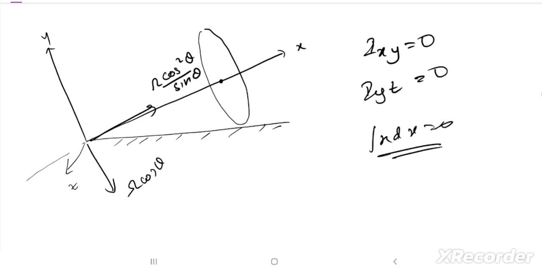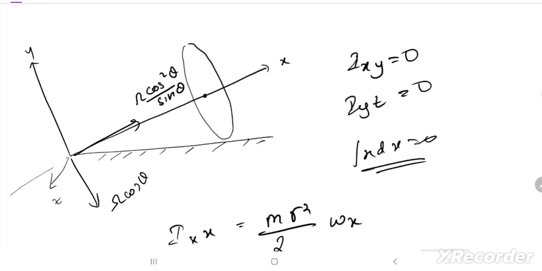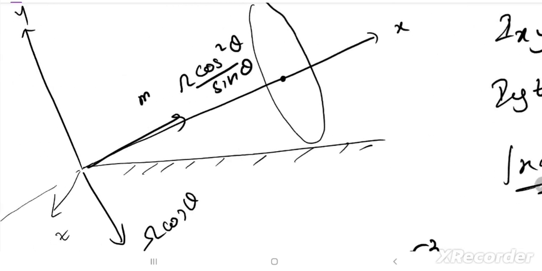Now, the next thing to discuss is what will be my angular momentum. With respect to Ixx, which is given as mr square by 2, Lx will be given as Ixx times omega x, and omega x is basically omega spin. So just multiply with mr square by 2.